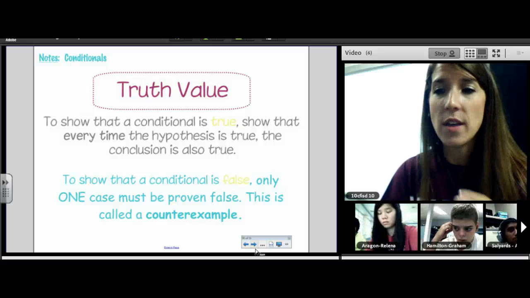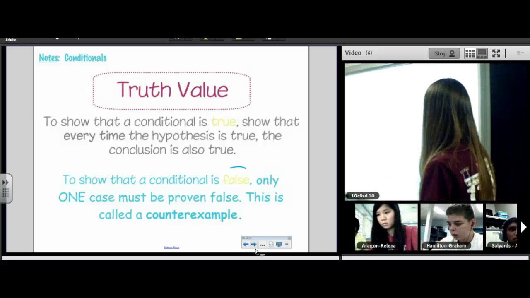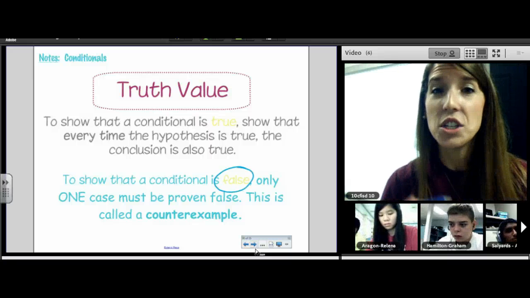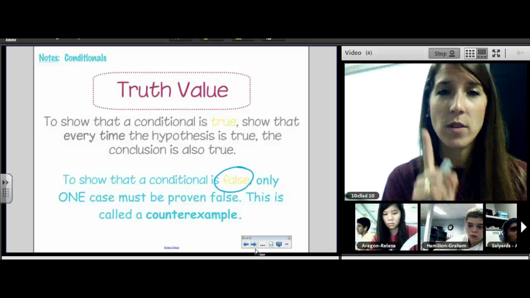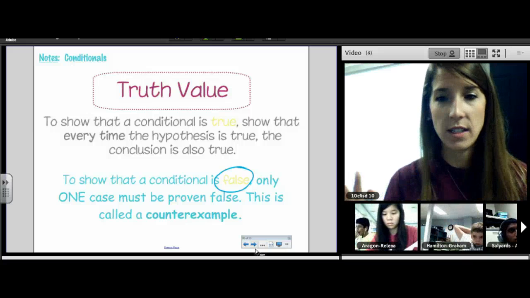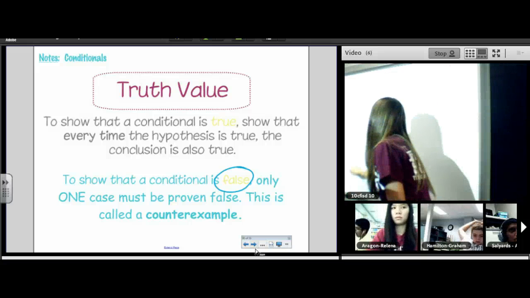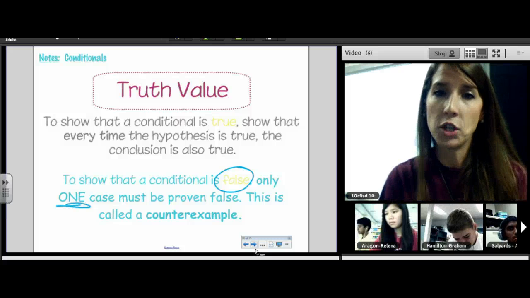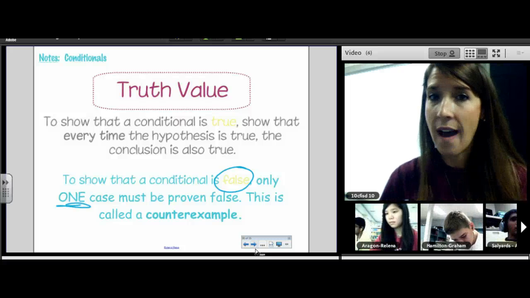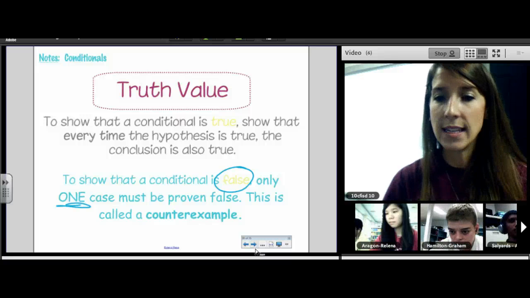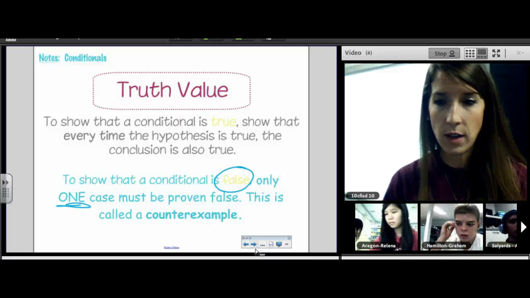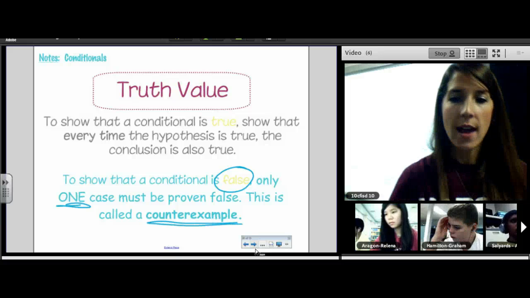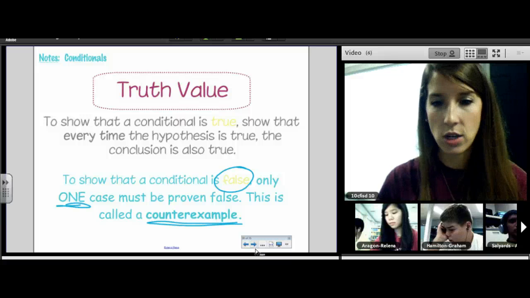If you want to show that something is false, and I know this is hard to see because it's yellow, if you want to prove that something is false, you're in luck, because you only have to find one time when the conditional is false, and then the whole sentence is false. One case. If you can find even one example that disproves your statement, then your statement has a truth value of false. So it's way easier to prove things false than it is to prove things true. So we are going to learn how to look for counterexamples. A counterexample is when you prove a conditional false.